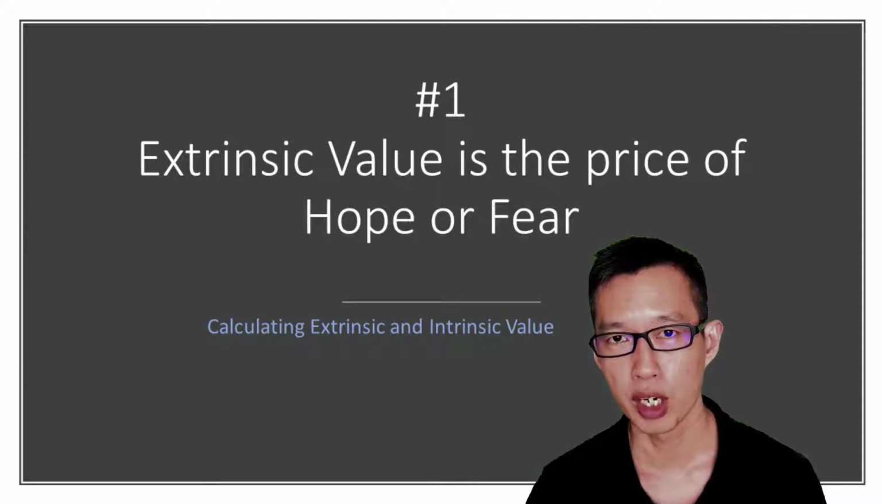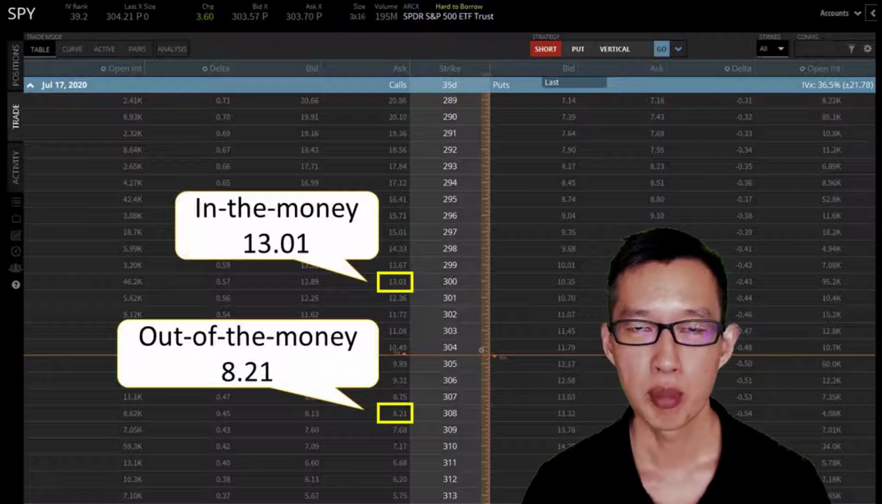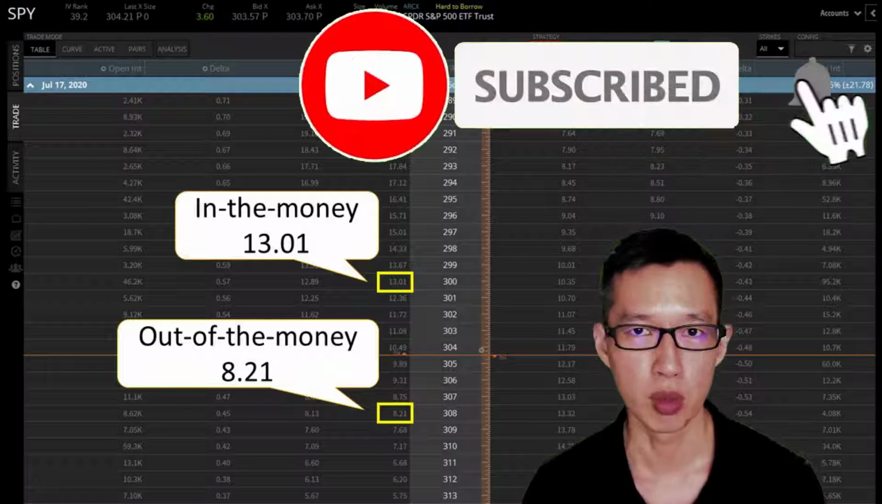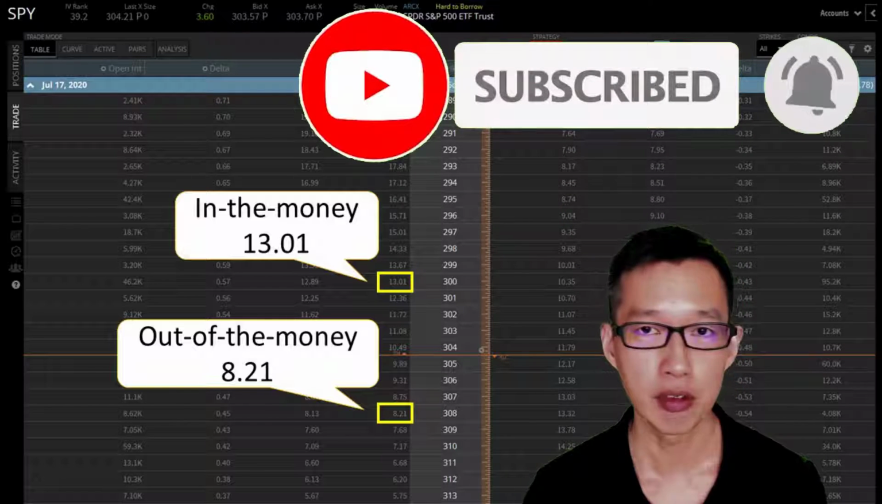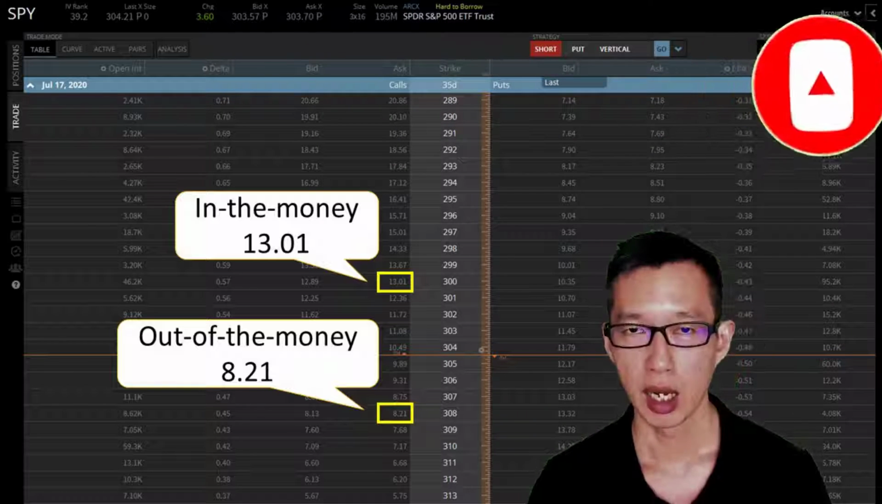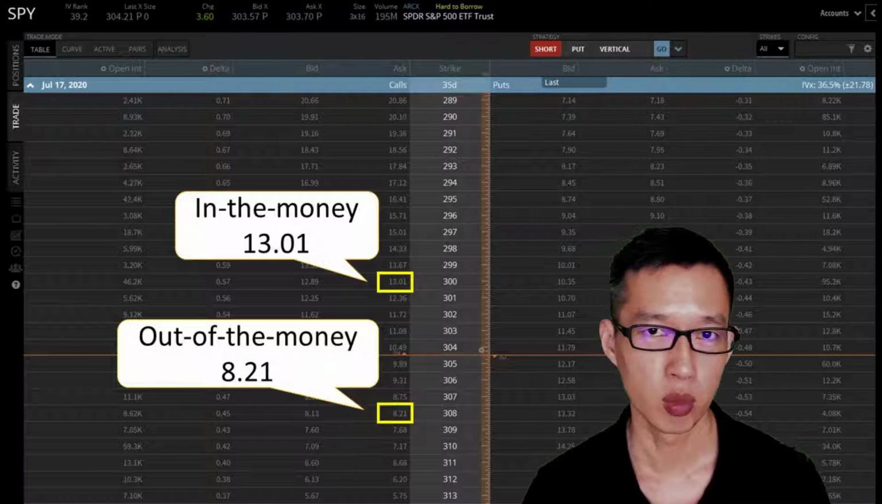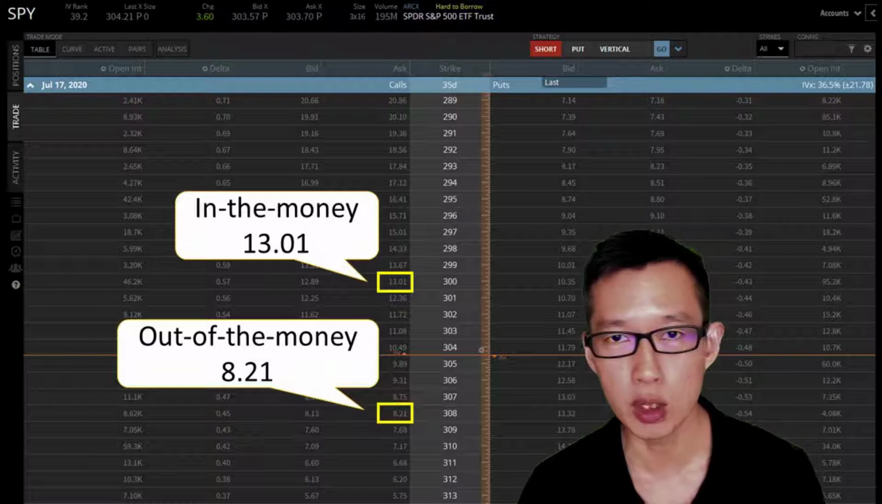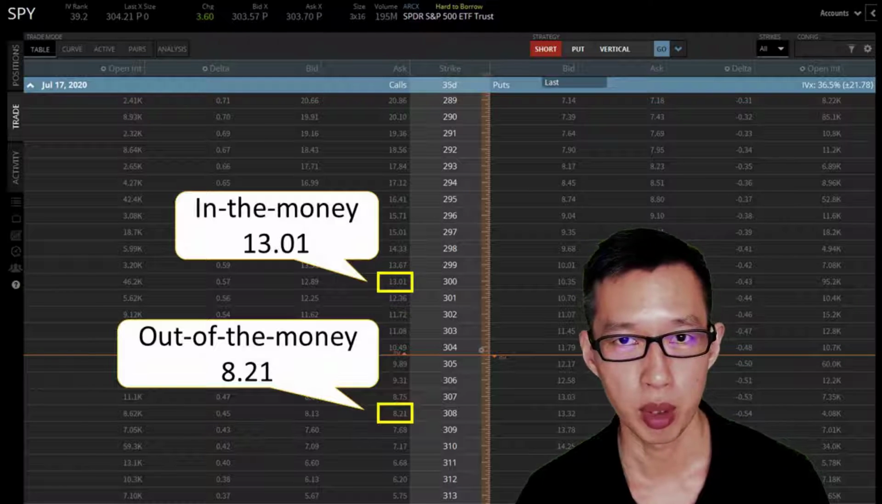Extrinsic value is the price of hope or fear. I'm pulling out this options chain from SPY. I'm taking a look at the 35 days to expiry options chain. I'm going to pick 2 options. One is in the money and one is out of the money. Both of them are roughly equidistant from the underlying price of 304.